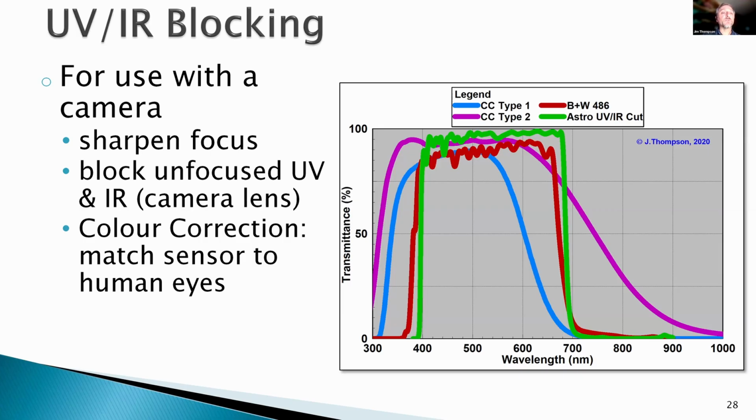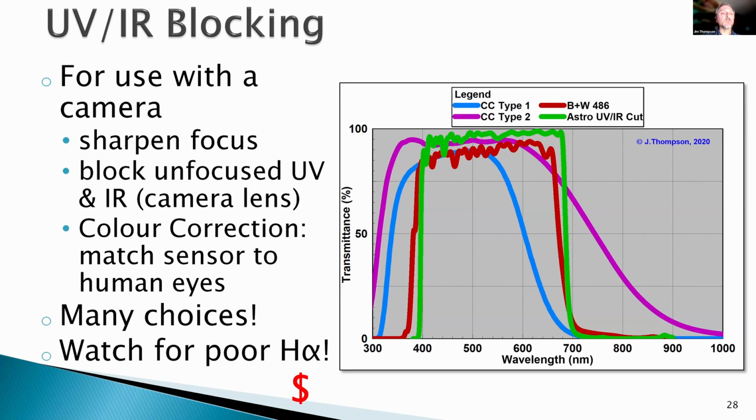Unlike the other special filters that I will discuss below, UV-IR cut filters are very common and are readily available from many different retailers. A word of warning, however, that many of the available filters have poor response to the important wavelength of hydrogen alpha at 656 nanometers. So before you buy one, you should confirm what sort of response the filter provides.